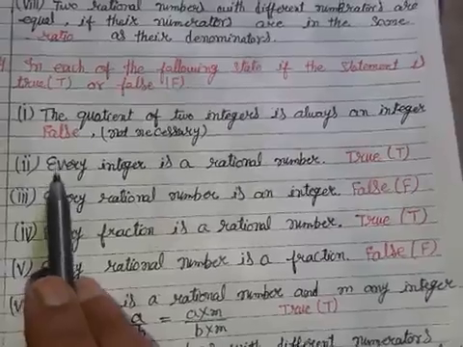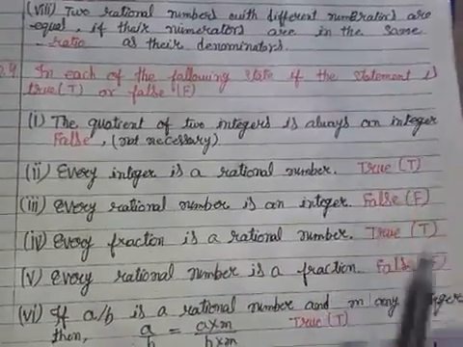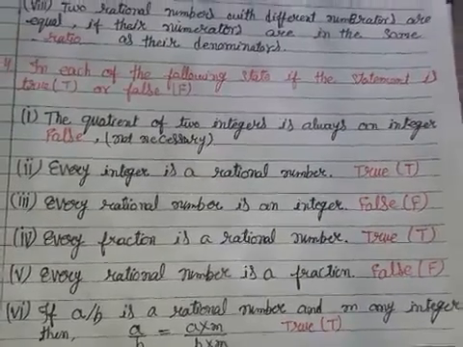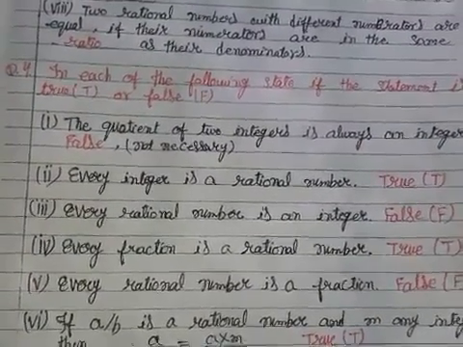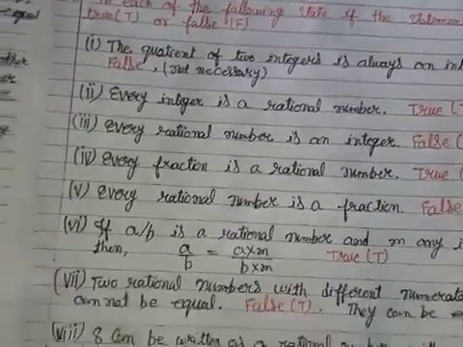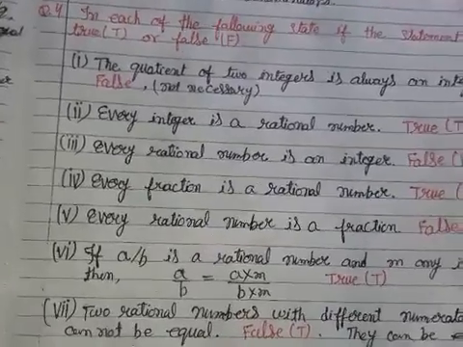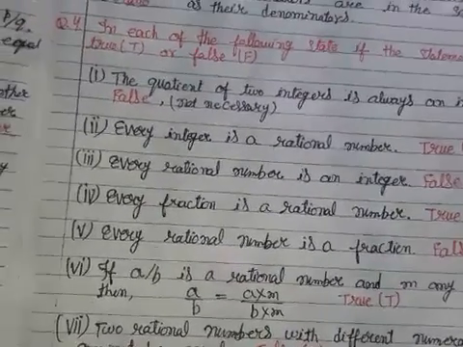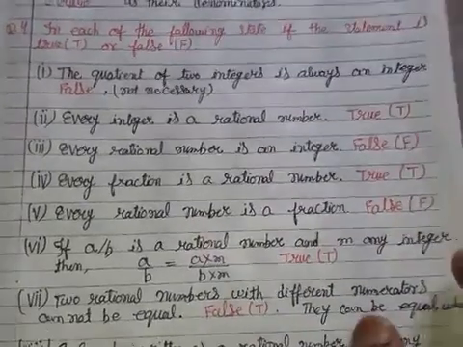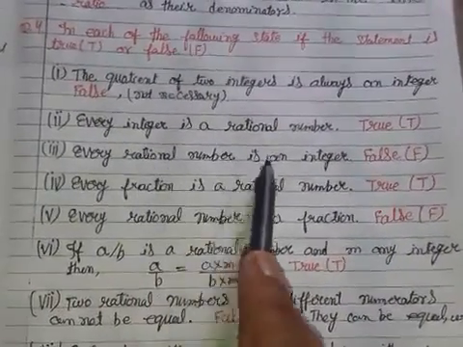Now question number 2: every integer is a rational number. This is true, because integers are a part of rational numbers. Okay, rational numbers include whole numbers, natural numbers, integers, all together called rational numbers, and fractions.